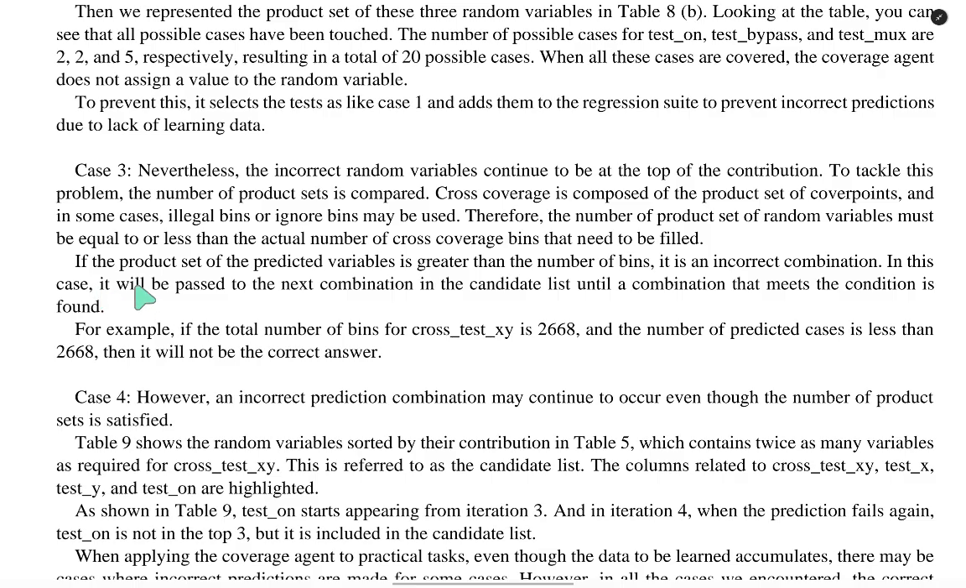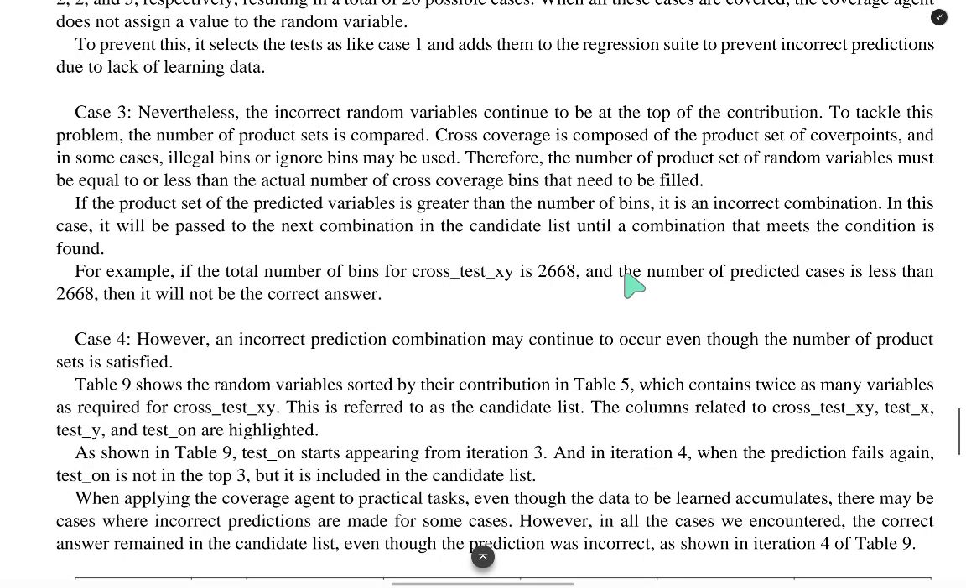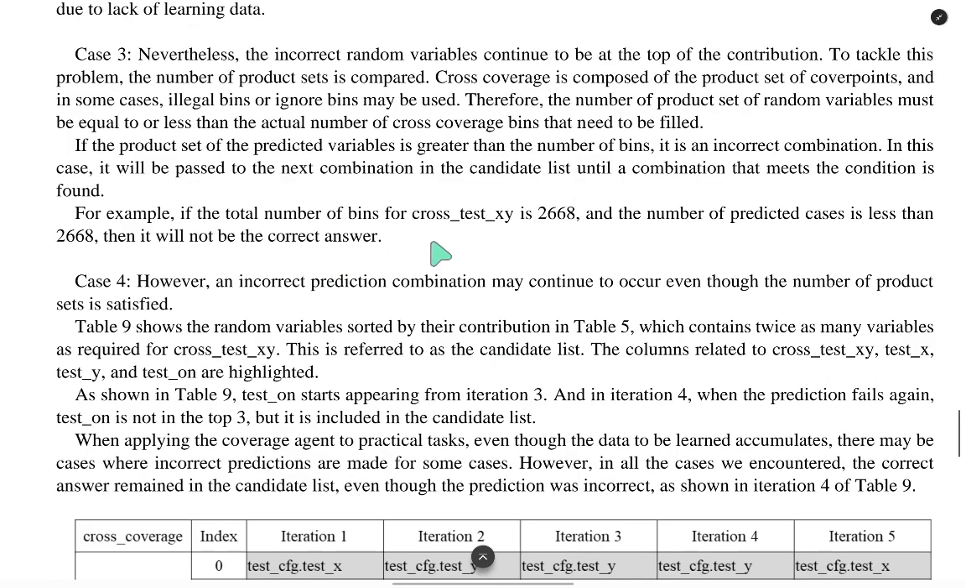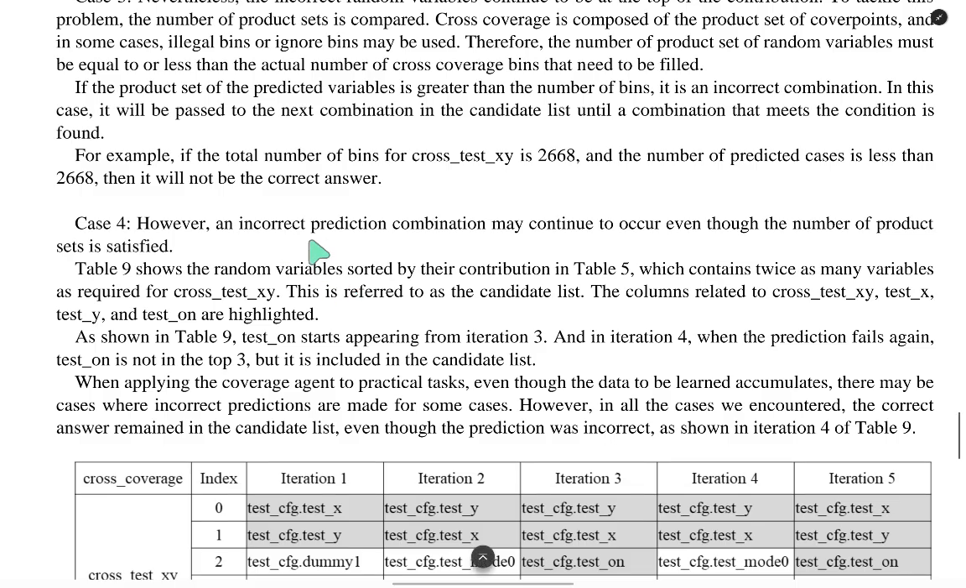In this case, it will be passed to the next combination in the candidate list until a combination that meets the condition is found. For example, if the total number of bins for cross-test XY is 2,668 and the number of predicted cases is greater than 2,668, then it will not be the correct answer. Case 4. However, an incorrect prediction combination may continue to occur even though the number of product sets is satisfied.